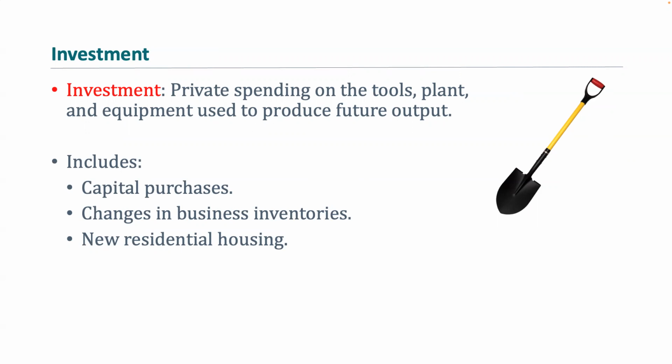This includes small purchases like tools, as well as other more substantial spending like equipment, computers, and factories. Inventories are goods that have been produced but not yet sold, representing a future increase in output. An increase in inventory allows the firm to produce more and is an investment in the future.